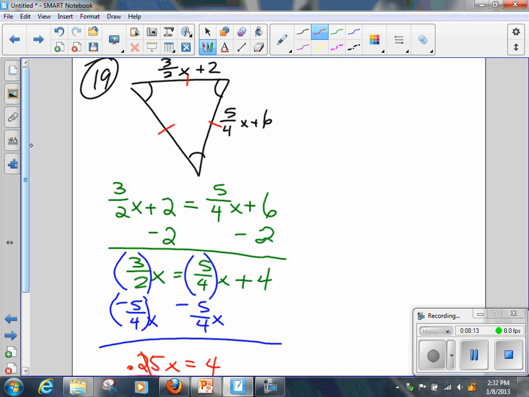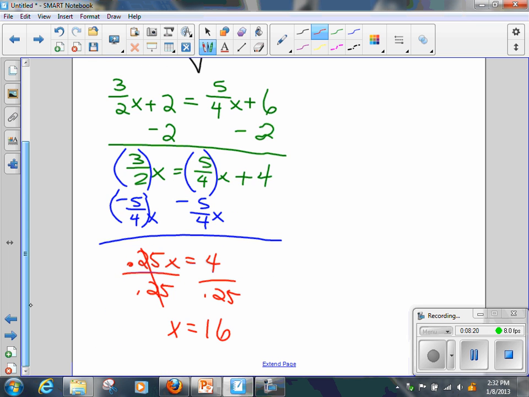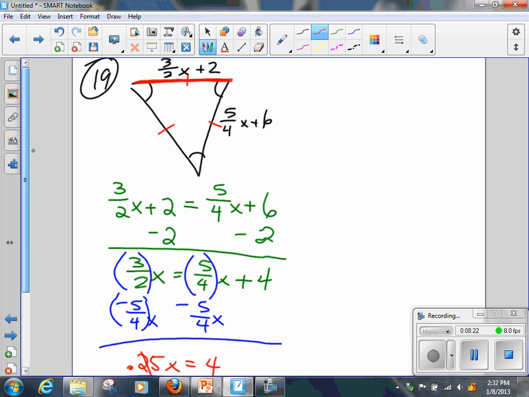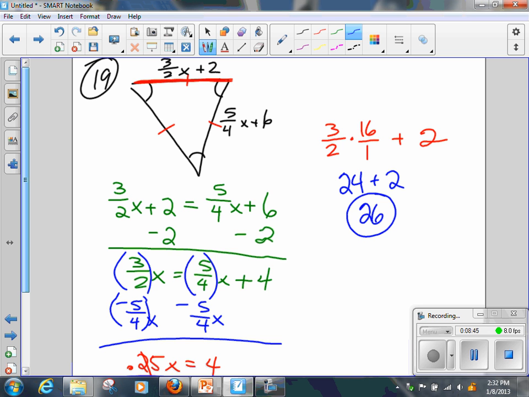And then what do I have to do? It told me that I've got to find BC, which is this side right here. So what am I going to do with 16? I'm going to plug it in. Why am I putting it as 16 over 1? Because it's the same thing, and I'm dealing with fractions. You'll use your calculators, I know that. 3/2 times 16 is 24, plus 2, which is 26.